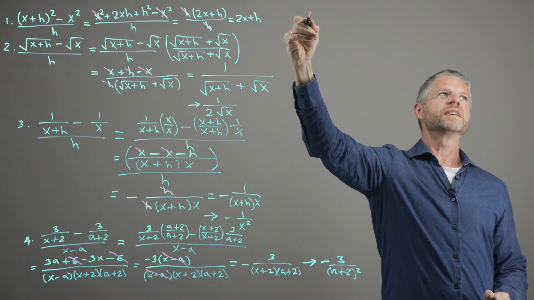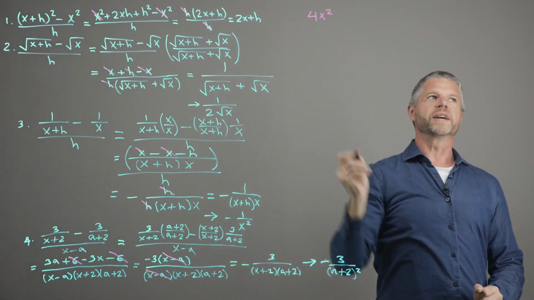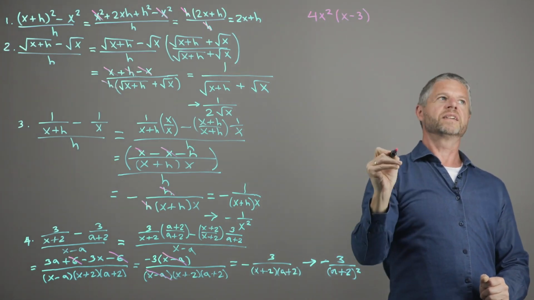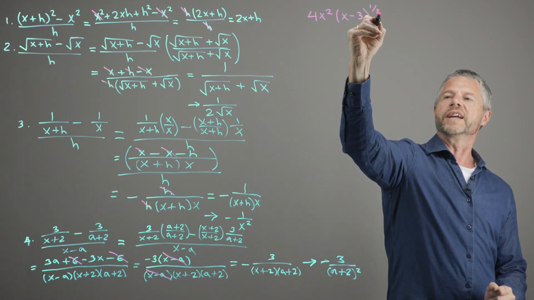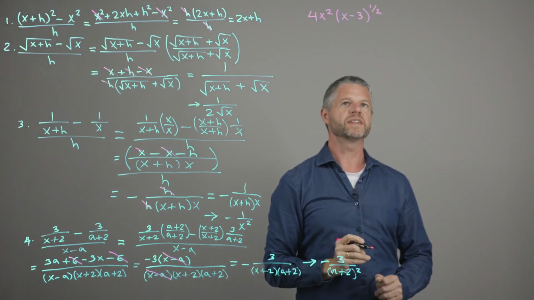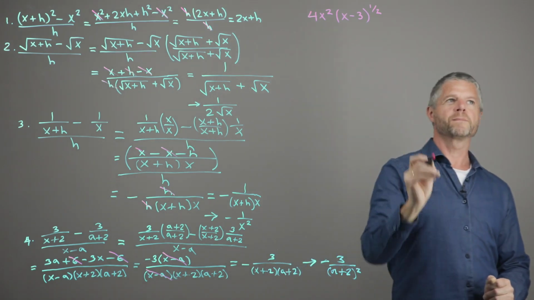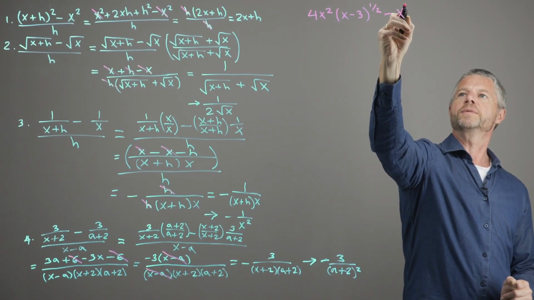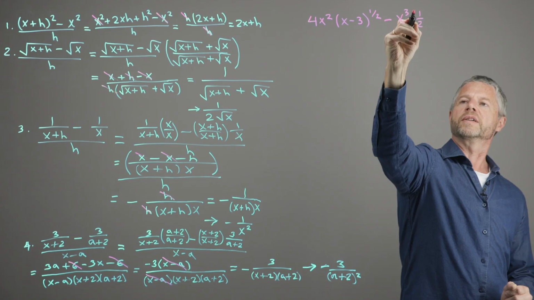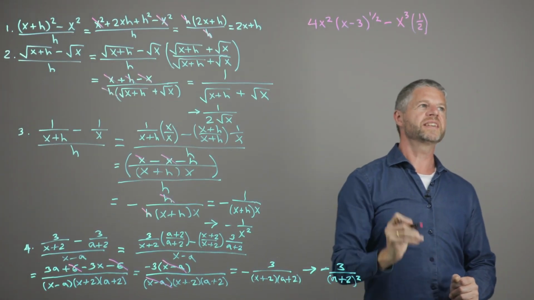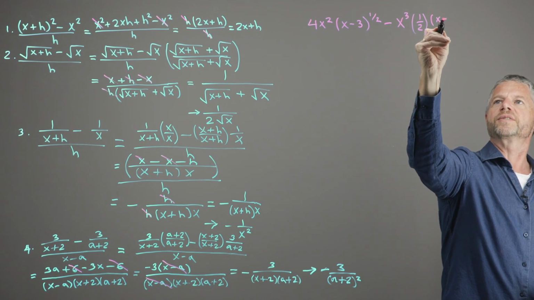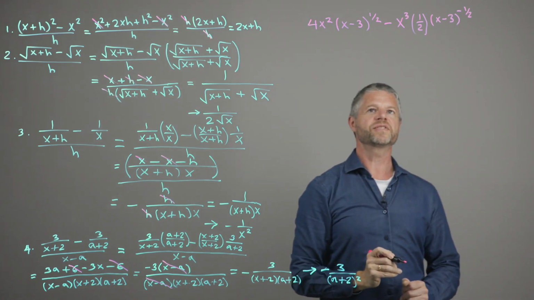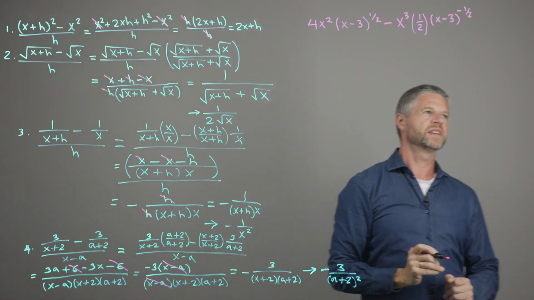We got 4x squared, and then we got x minus 3, and I'm going to bring in a rational exponent, 1/2. Then I'm going to subtract x cubed. I'm going to throw in a constant of 1/2 in there. And then I've got x minus 3. And I'm going to throw in a negative 1/2 for the exponent.